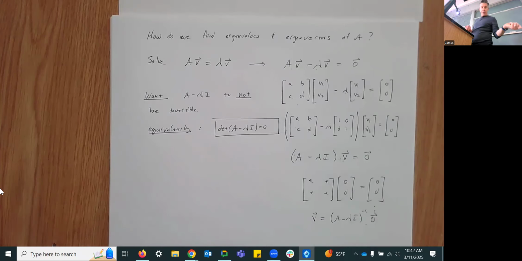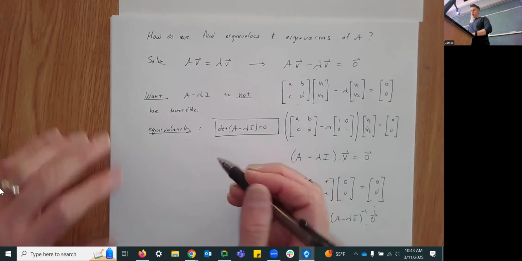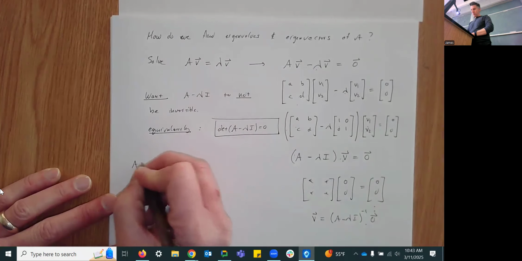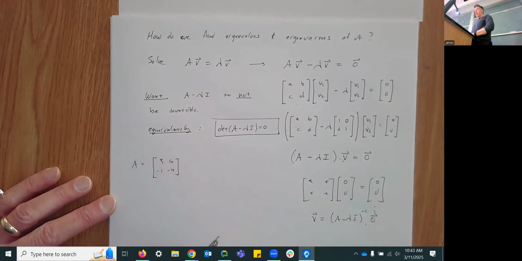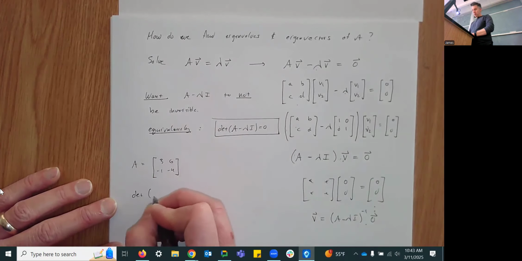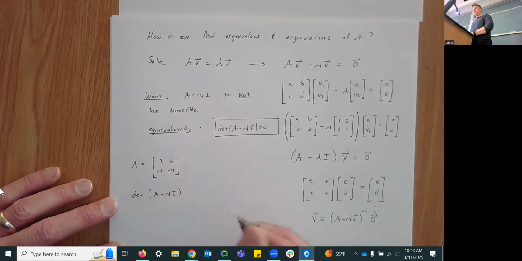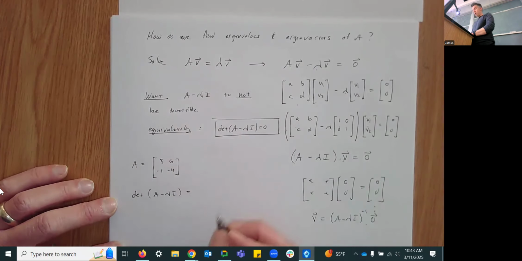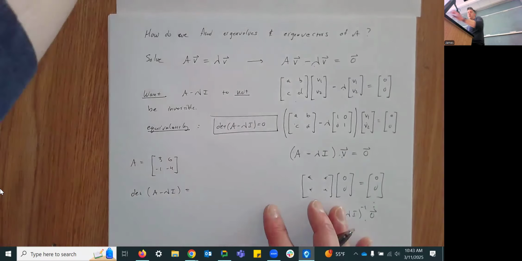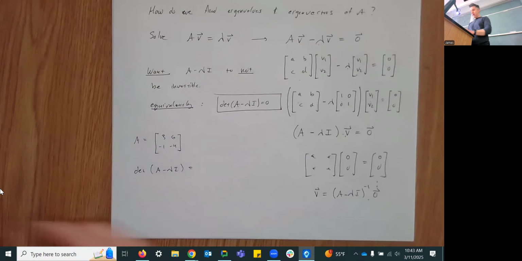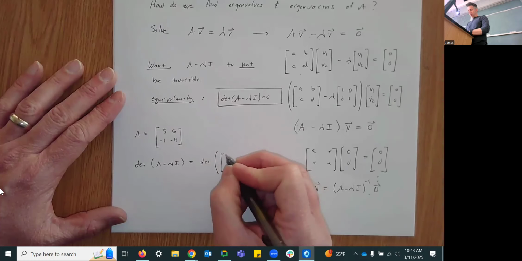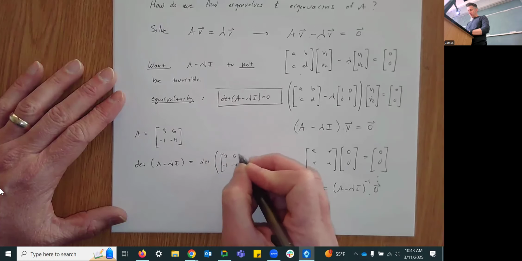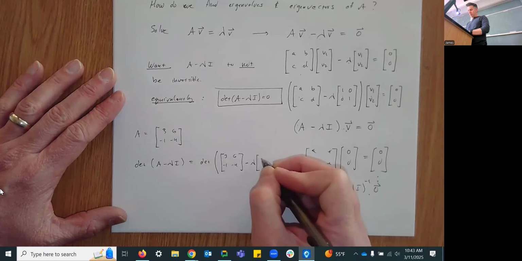So let's actually look at the matrix that we were just looking at. For the matrix A equal to 3, 6, -1, -4, we're going to find the determinant of A minus lambda times I and set it equal to 0. Normally, I would encourage you not to write this all out, but let me show you what we're going to get. That's going to be the determinant of the matrix A, which is 3, 6, -1, -4, minus lambda times the identity, which is 1, 0, 0, 1.